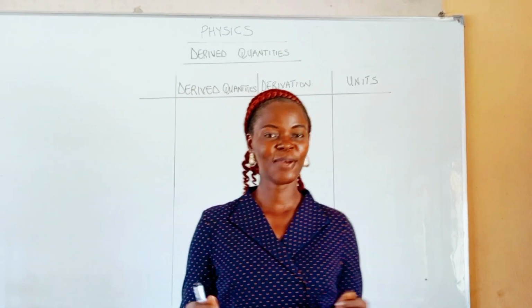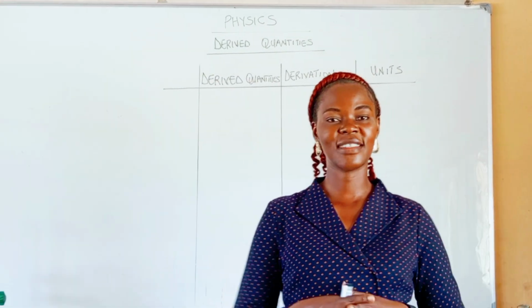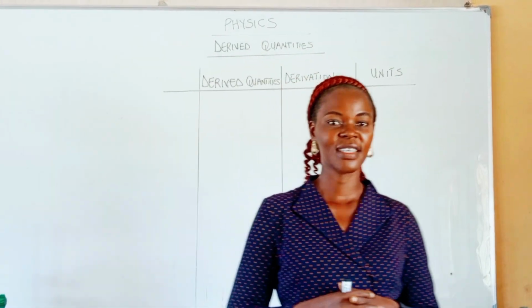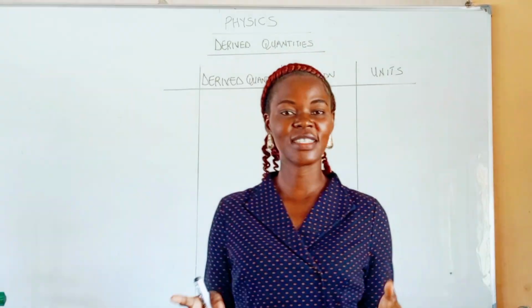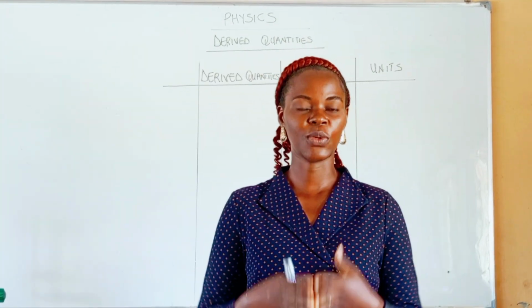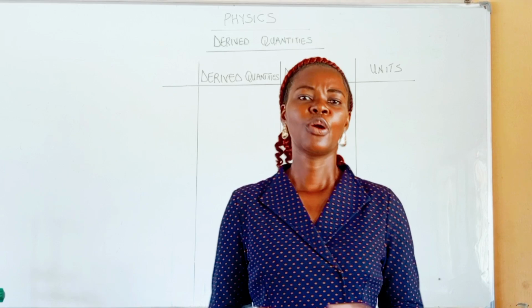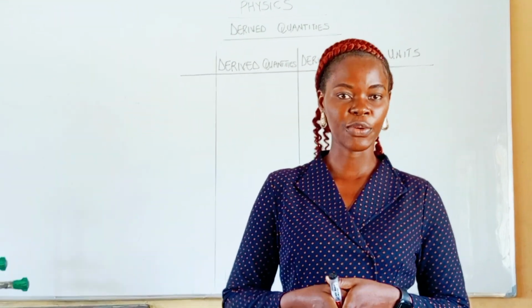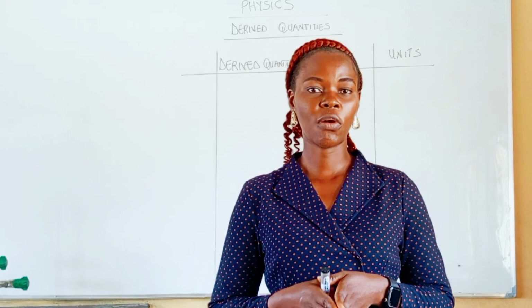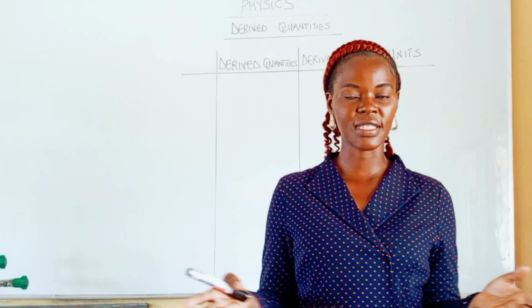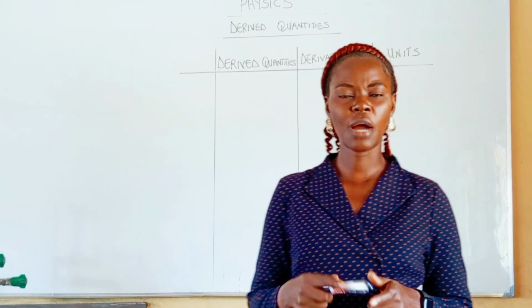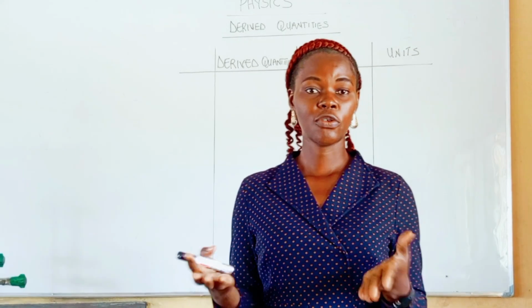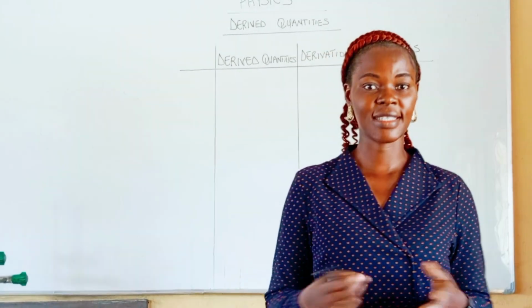Hello guys, today we are going to look at derived quantities. What are derived quantities? Derived quantities are those quantities that depend on the fundamental quantities. That means they can be obtained by the combination of two or more fundamental quantities, and their units are equally called derived units. Follow me so that I can show you how we can get the derived units of other quantities. See you.